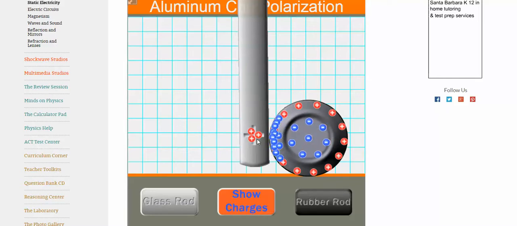So talking about what's happening inside the can, you definitely want to talk about the movement of the negative charges toward the positive rod or away from the negative rod. You can talk about the positive charges not moving but becoming unpaired with their electron on the other side. When I say unpaired, I mean these electrons that are normally paired with their positives have left.